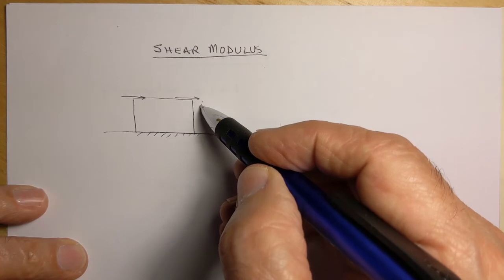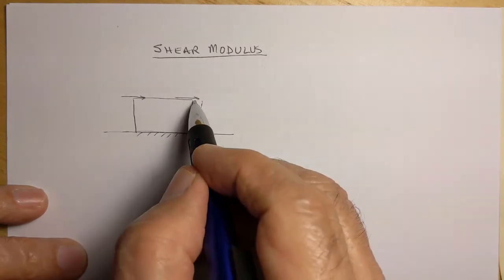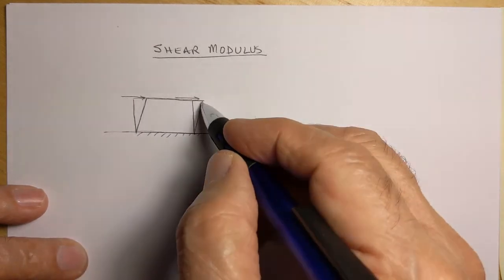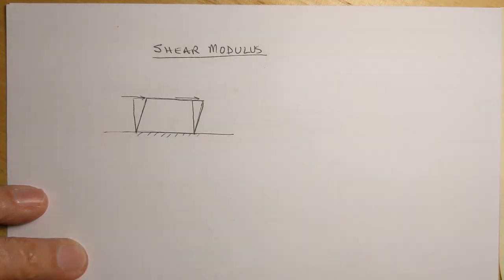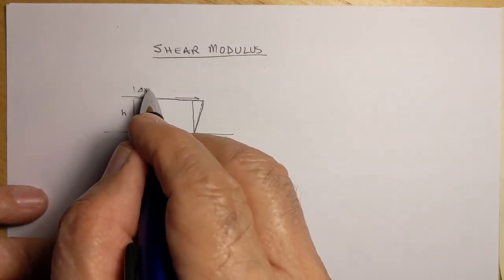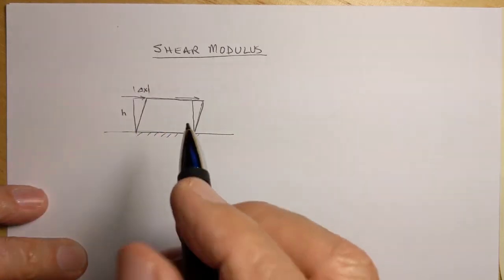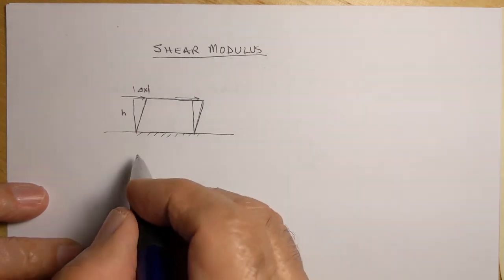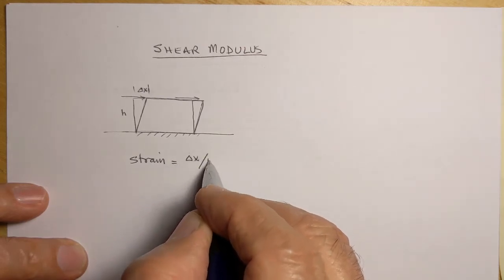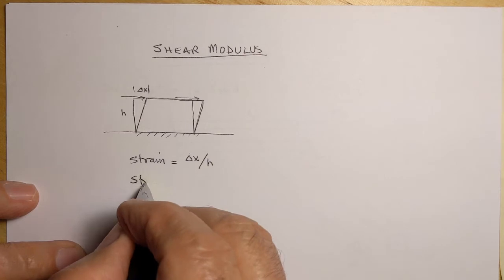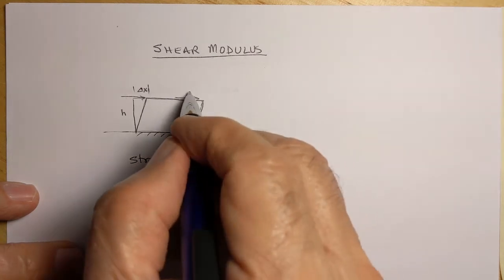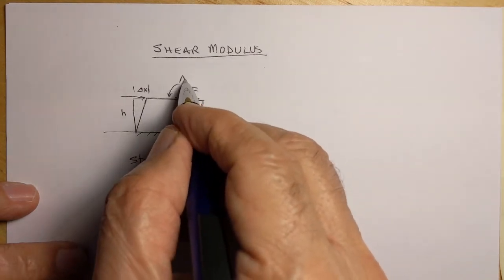What we would expect is that the thing would twist a little bit and become like this. So this would be the new shape of that object. And if the original height is h, and the amount by which it has moved is delta x, then the strain is written as delta x over h, and the stress is written as a force over area. So the force is here and the area is this area.